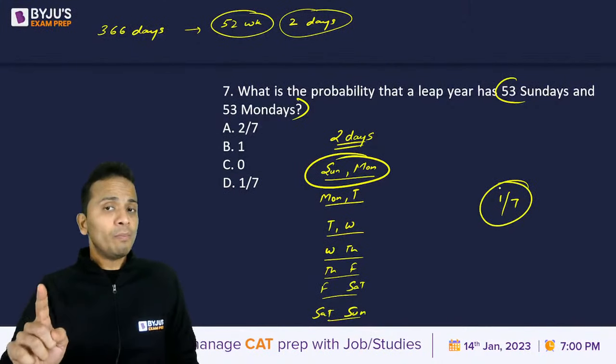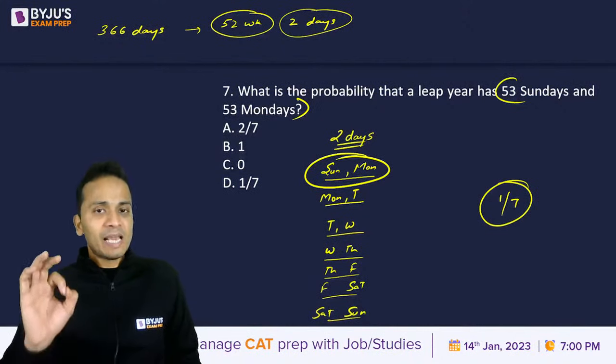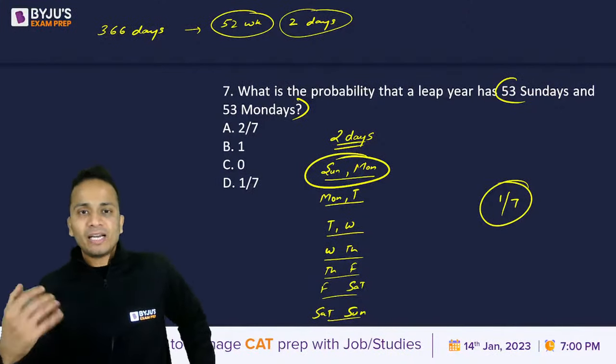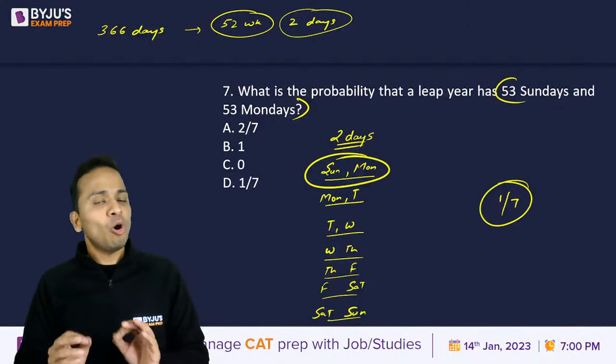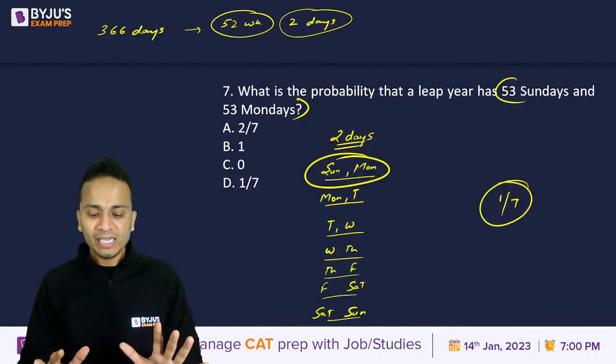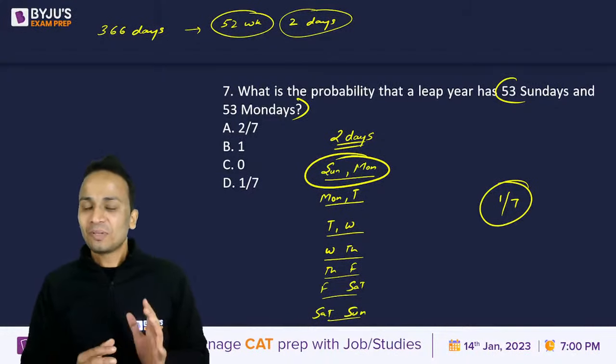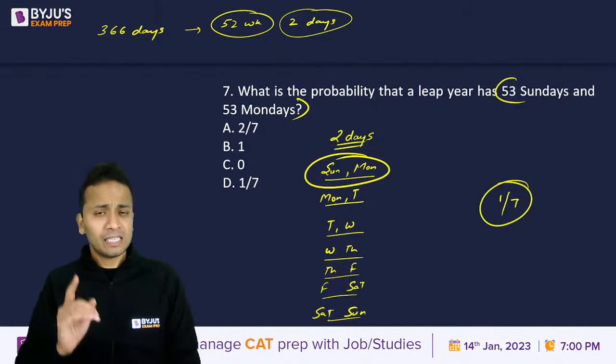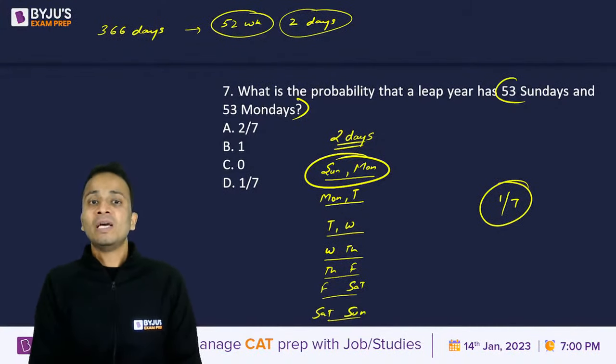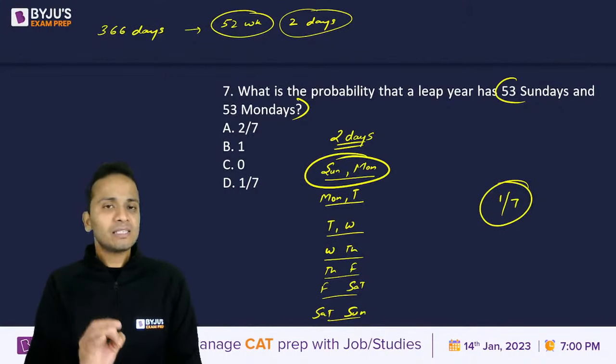Now I'll tell you when the answer will be 2 upon 7. The same mistake you all have made. Everyone has memorized this; it is a set question. You all must have done this question in probability. But everyone had memorized that its answer is 2 by 7. Okay, no. 2 by 7 is not the answer. The correct answer is 1 by 7. I'll tell you when the answer is 2 by 7.